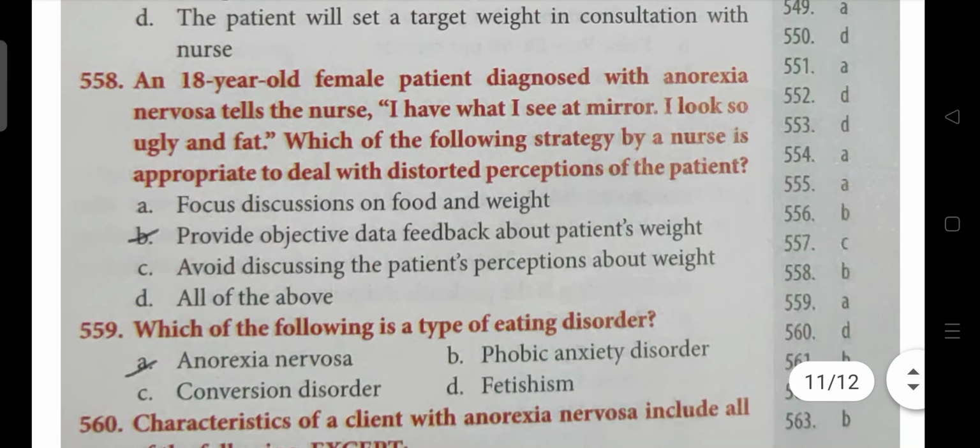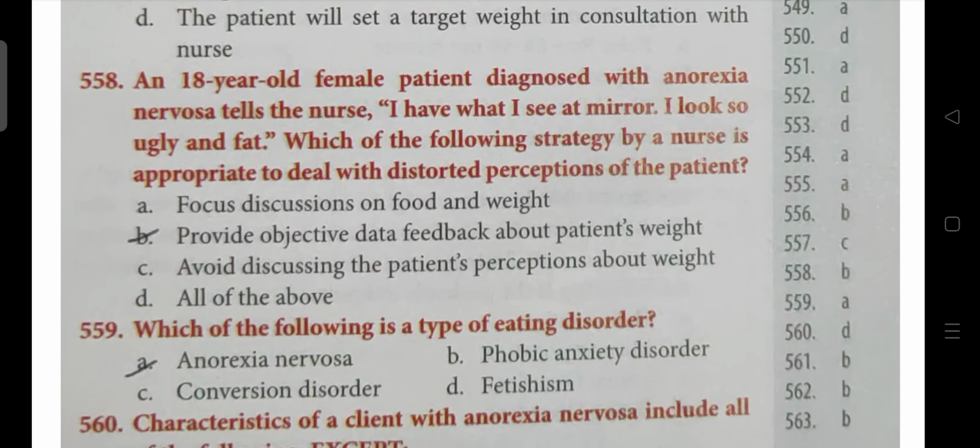Next, an 18 years old female patient diagnosed with anorexia nervosa tells the nurse, I hate what I see in the mirror, I look so ugly and fat. Which of the following strategies by a nurse is appropriate to deal with the distorted perception of the patient? Option B হবে provide objective data feedback about patient weight.